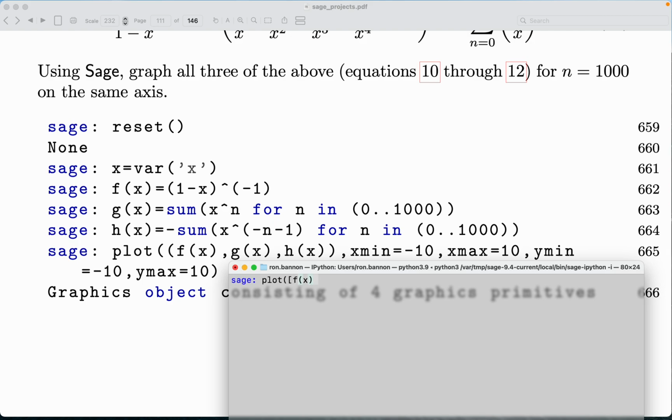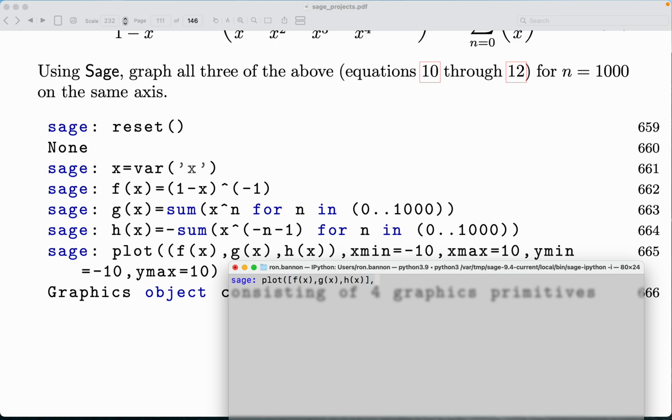F of x, G of x, and H of x. Now again, if you're paying attention, f of x is our function. I said g of x would fit it between -1 and 1, and h of x would fit it outside of that band, -1 and 1. All right?